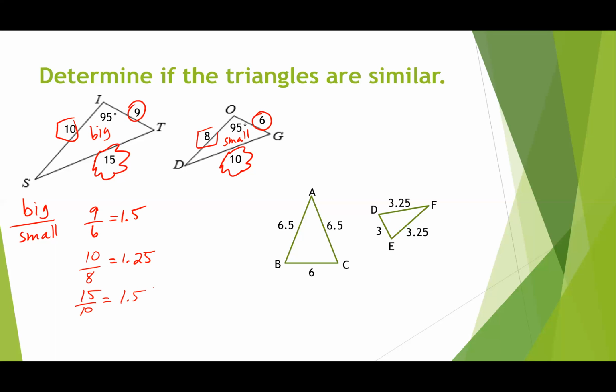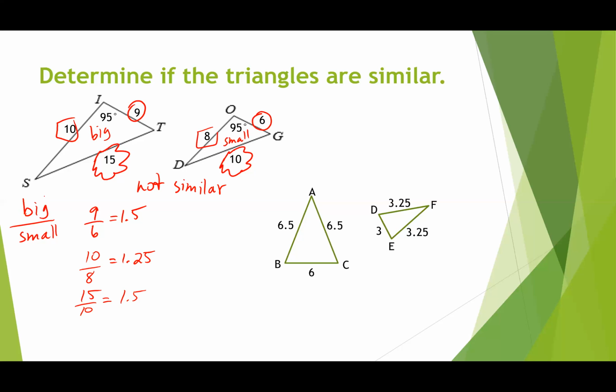Now, you notice how we got two of them to be 1.5, but this other one here, 1.25, that's the odd one out. Since all three pairs of sides do not have the same ratio, these two triangles are not similar figures. Since all three pairs of sides are not in the same ratio, they are not similar. And it's because of this guy right here.